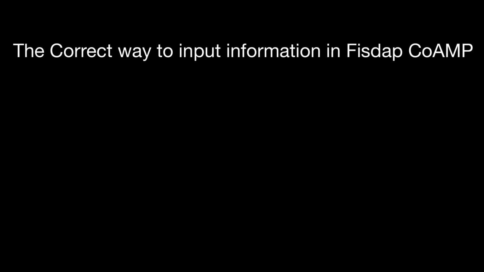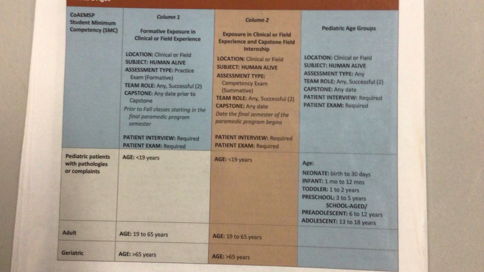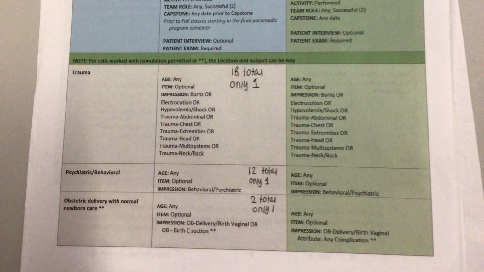Alright, so this is going to be the correct way on putting specific information into Fisdap for the tracker. This should clarify everything and make it to where everyone's able to properly get all the requirements done. These are the 3 tables that need to be done before August, the start of the next semester.